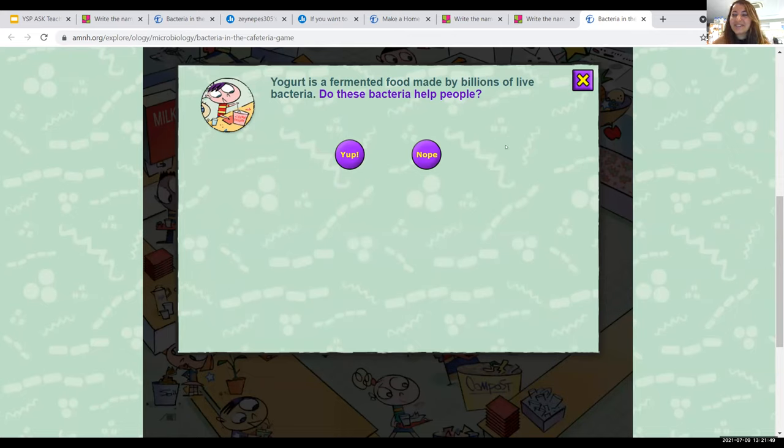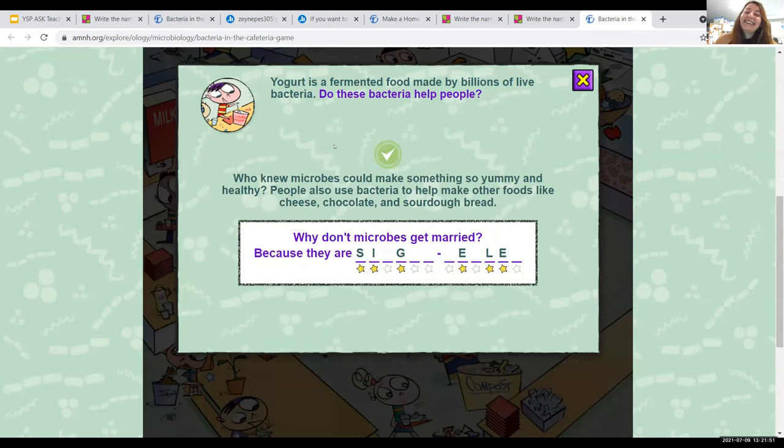Yeah, but don't say the answer. Yeah, microbes could make something so yummy and healthy. People also use bacteria to help make other foods like cheese, chocolate, and sourdough bread.